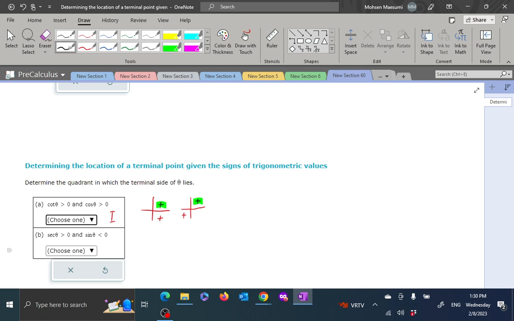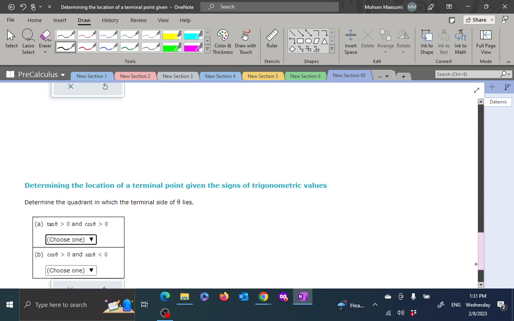And then what else? So secant being positive, well, we are always positive here. Secant goes with x, you remember that? And then sine is negative. Sine being negative, where is my sine negative? When y is negative, well, y is negative down here. Where are we matching both requirements? Must have been quadrant 4 where this happened.